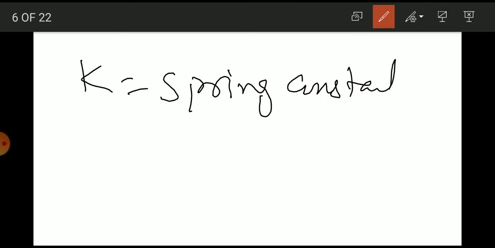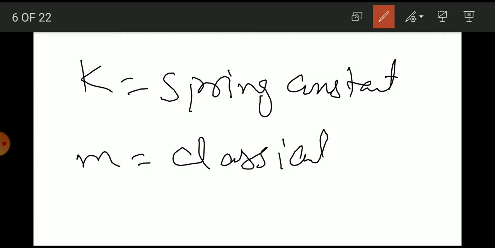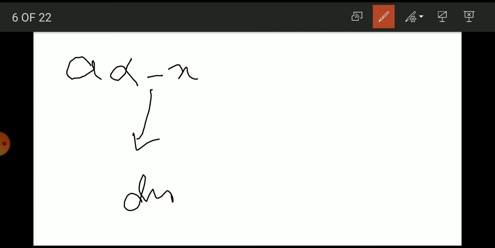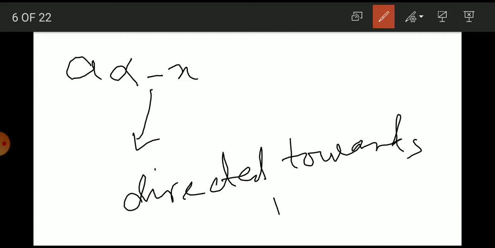Now k is the spring constant and m is the mass, a constant. So k divided by m is constant. So a is directly proportional to the displacement, and the negative sign represents that it is directed towards the mean position.